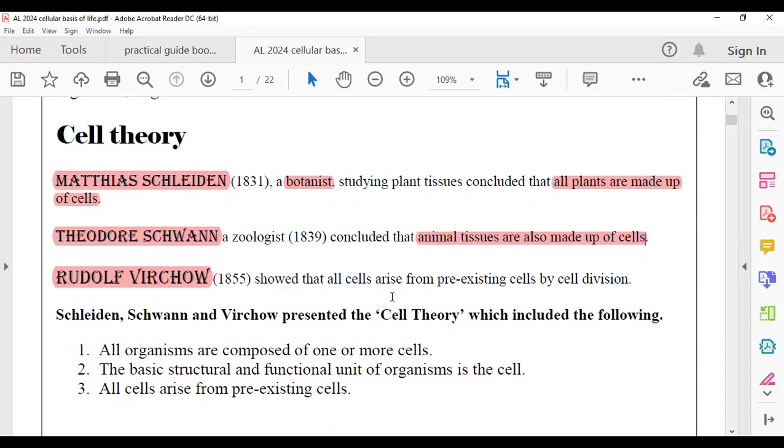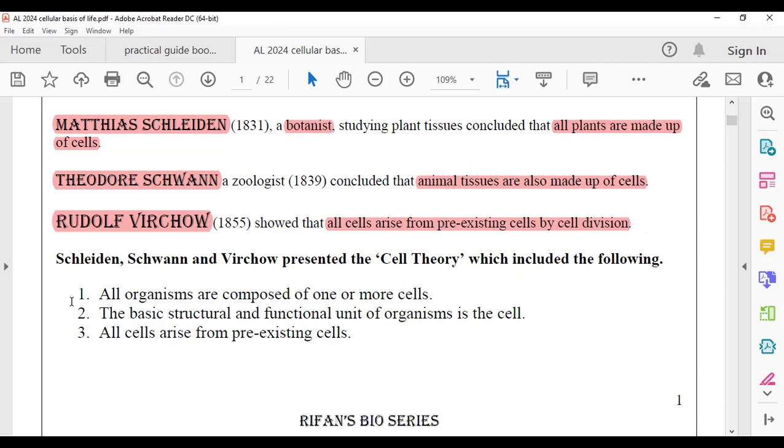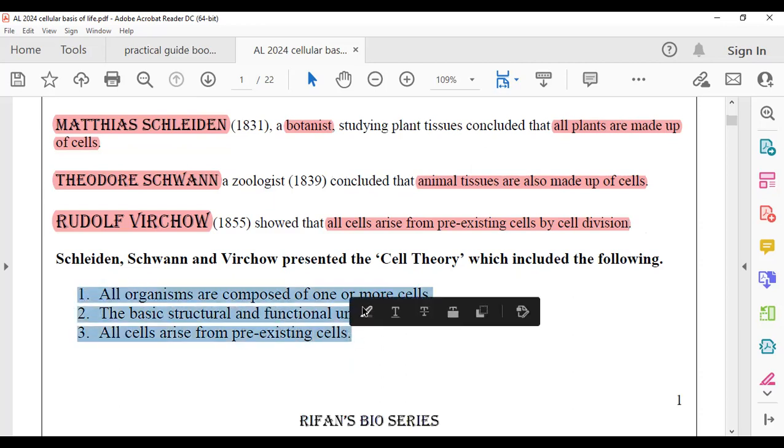Right. Yes, sir. And Virchow, he made this decision individually. What is the decision? All cells arise from pre-existing cells by cell division. Okay. Now these three people came together. They collaborated. They joined hands together and gave us the cell theory. What are the three portions of the cell theory?